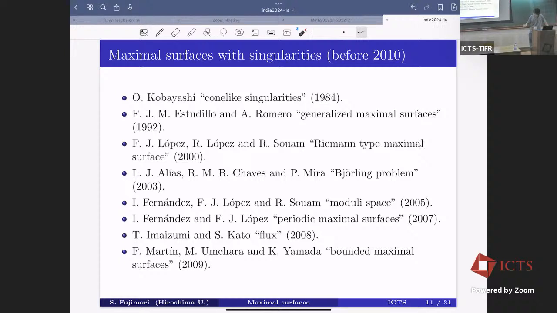And also Imaizumi and Kato considered the flux problem of the surface. Flux is first given as a vector, then we construct the surface which corresponds to the vectors. Okay. And then Martin, Umehara, Yamada considered bounded maximal surfaces.